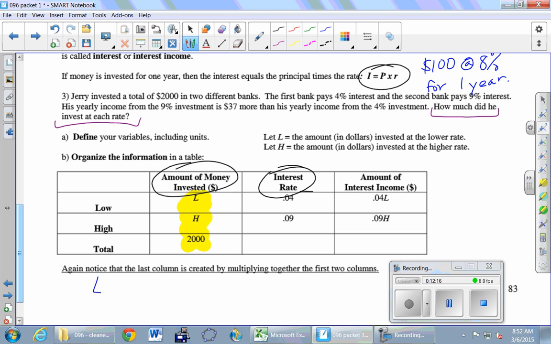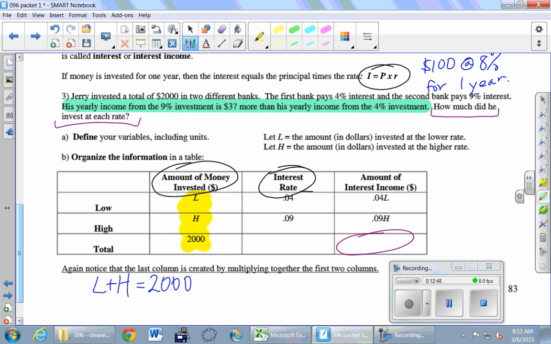All right, so this is written on the next page, but don't look. Let's just see if we can figure it out here. L plus H is 2,000. Now the other equation isn't going to come from this because we're not told what the total amount of interest we got was. Like if I said it was $800 in interest that you earned, then the 800 would go there and it would really be like the candy problem. But the setup here is different, right? The problem here says his yearly income from the 9% is 37 more than the yearly income from the 4%. So we just have to translate that sentence into an equation.